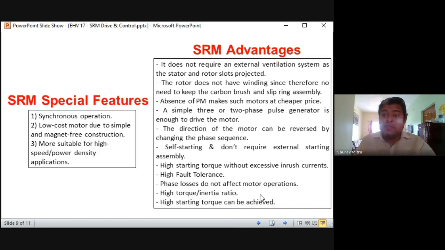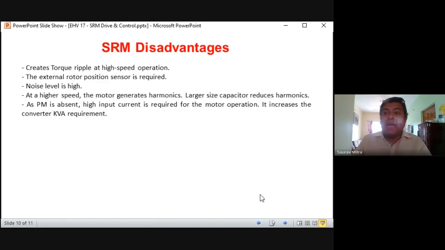High torque by inertia ratio means that with very little inertia of the rotor, the rotor can still produce very high torque. Inertia is directly proportional to the mass of the rotor. Generally high torque can be produced only by a heavy material or heavy rotor. But in this case, the rotor weight is very low, and yet it can produce very high torque because of its operation. Why? We will see later on. So high torque by inertia ratio is there, and high starting torque can be achieved. These are the SRM advantages.